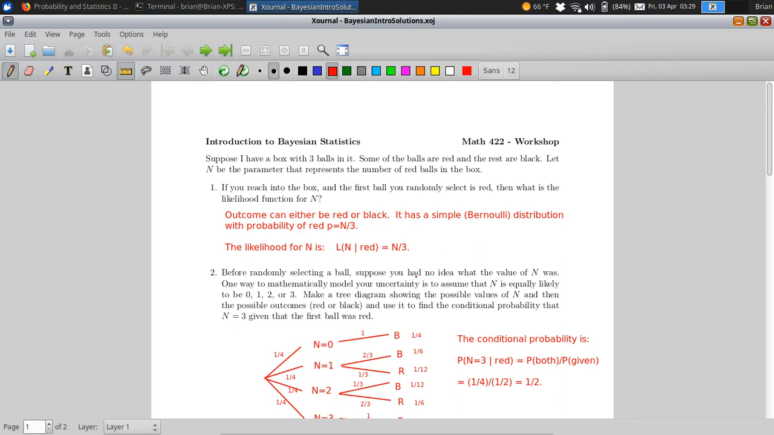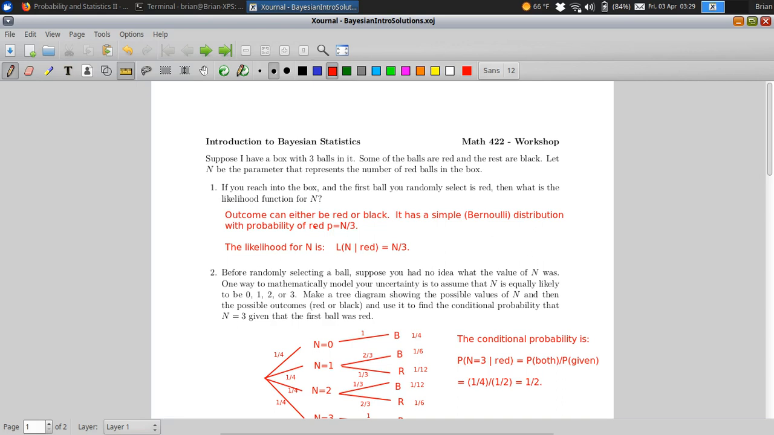Okay, suppose I have a box with 3 balls in it. Some of the balls are red and the rest are black. Let n be the parameter that represents the number of red balls in the box. If you reached into the box and the first ball you randomly select is red, then what is the likelihood function for n? Okay, so this situation is about as simple as a probability model can get.